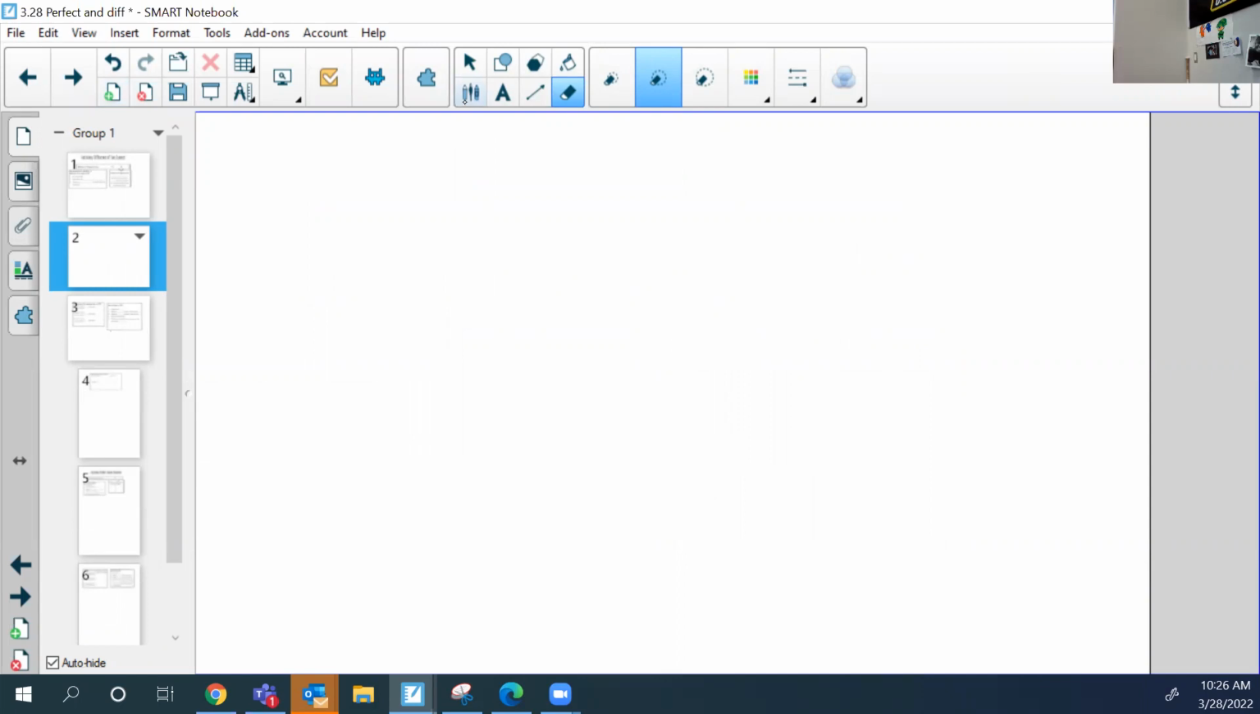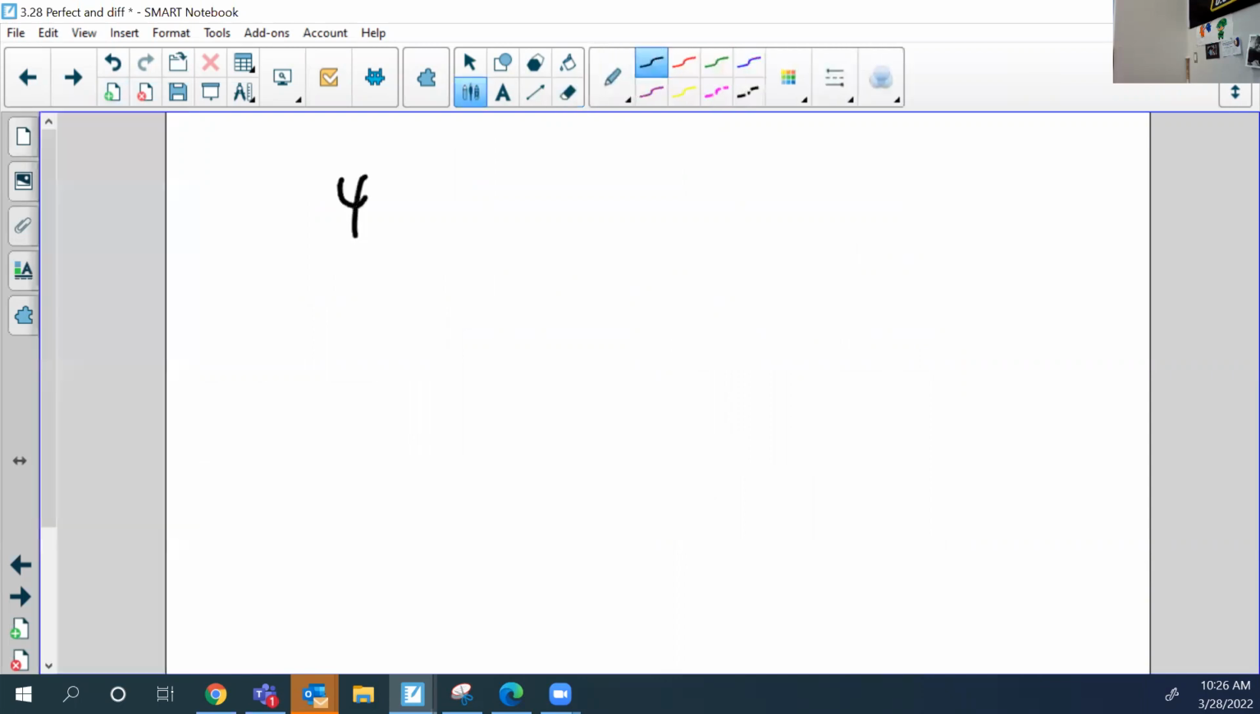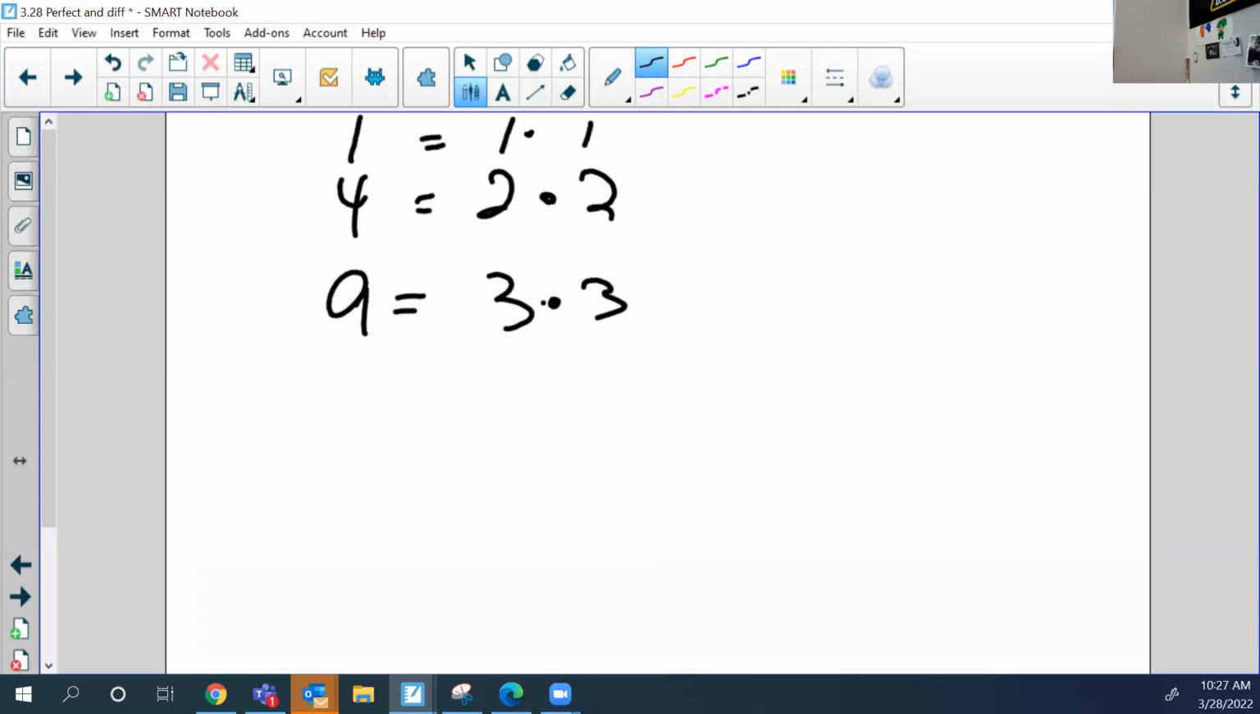square. So for instance, 4 is a perfect square because it is the product of 2 times 2. 9 is a perfect square because it's a product of 3 times 3. 1 is a perfect square because it's a product of 1 times 1. Also, is x squared a perfect square? Yes, it is, because it's the product of x times x.